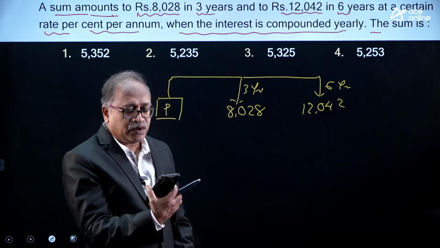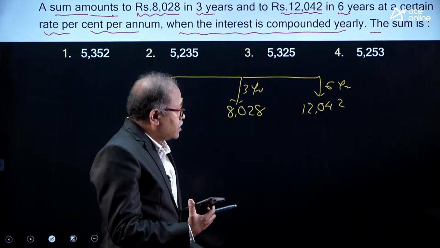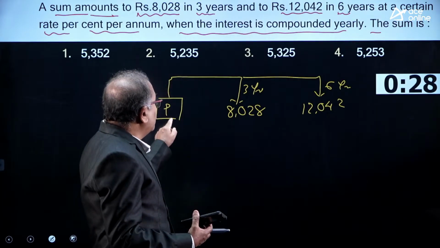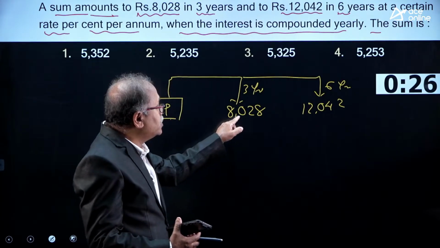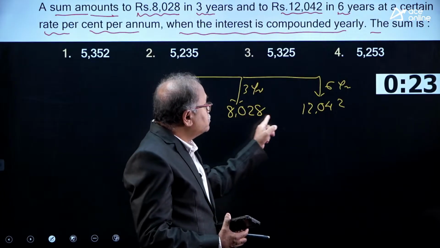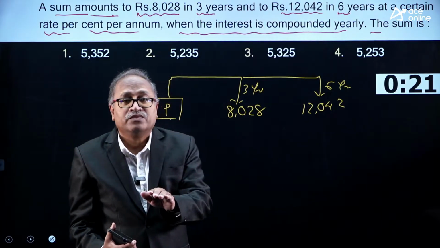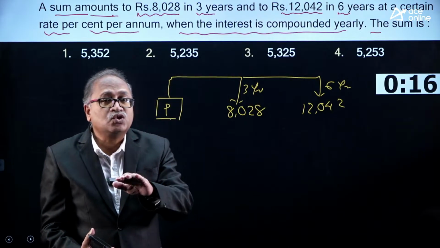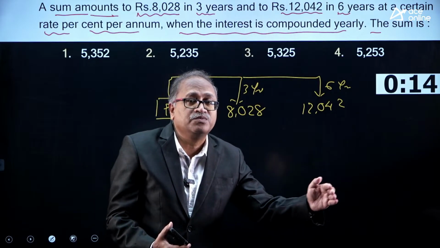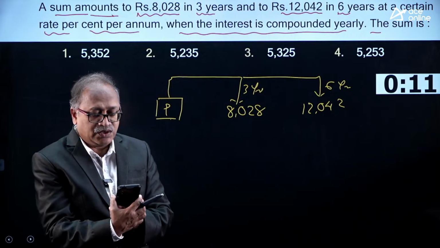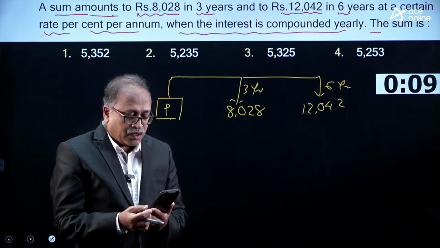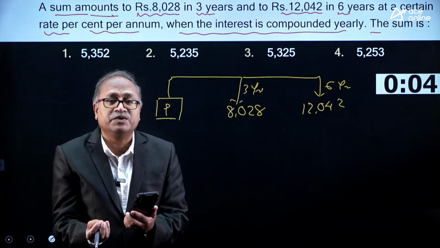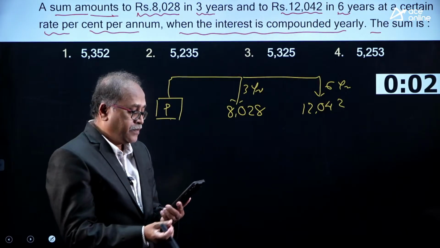Now, student 1, try this question. This is considered an easy question, because we know the ratio of P by 8,028 is the same as 8,028 by 12,042. In compound interest, the amount will be in a geometric progression, and so is the interest. Come on, my dear friends, your 30 seconds start. Either you will answer it, or you will learn the fastest method to answer this question. Come on.